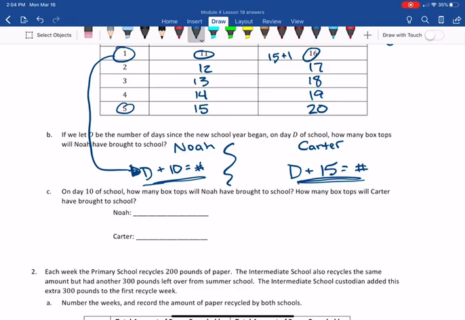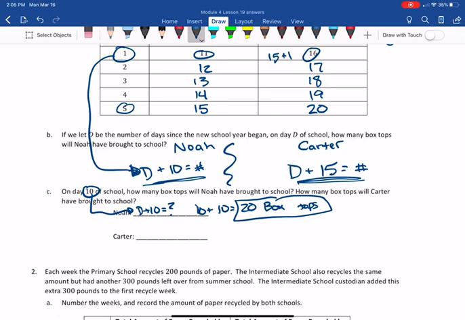Okay, so if I remember my equation, Noah is D plus 10 equals, well, we're not sure yet. But on day 10, I would substitute the 10 in for D, and I would get 10 plus 10. Whoops, I just gave you the answer. 10 plus 10 equals 20 box tops. So Noah has 20 box tops on day 10.